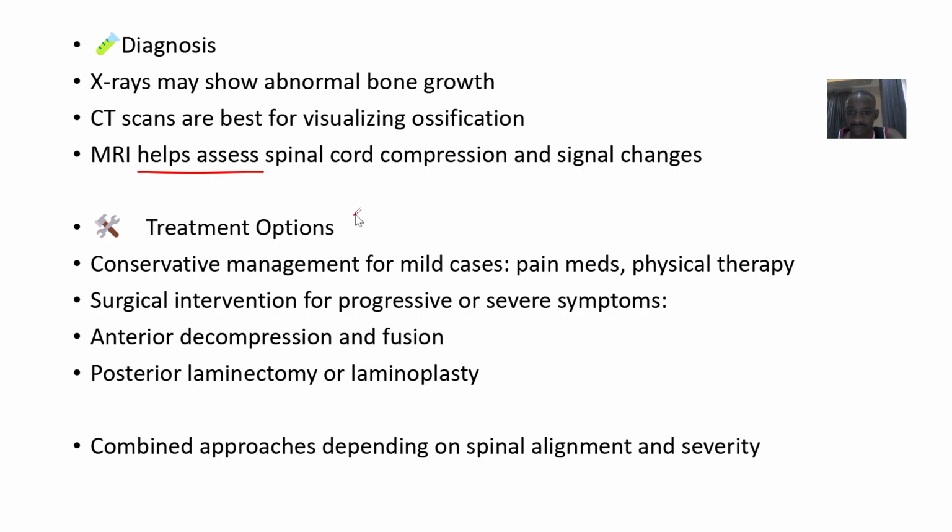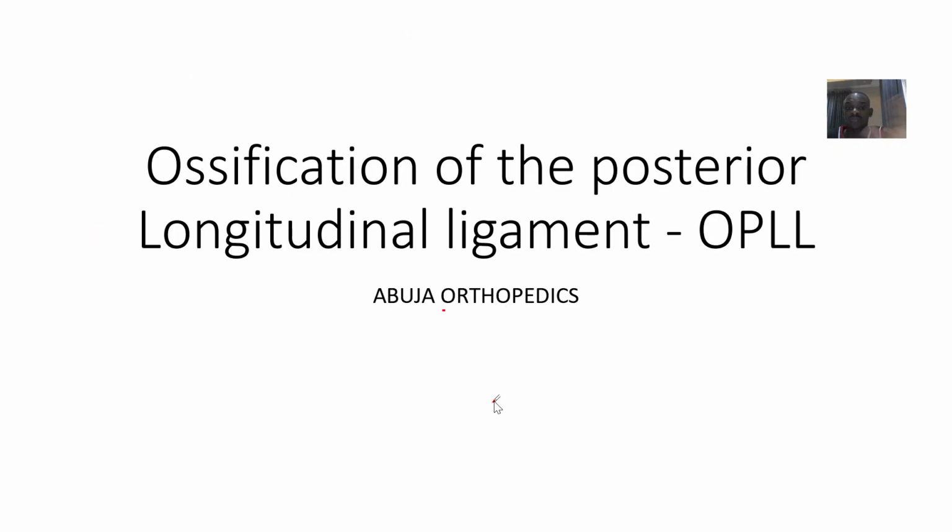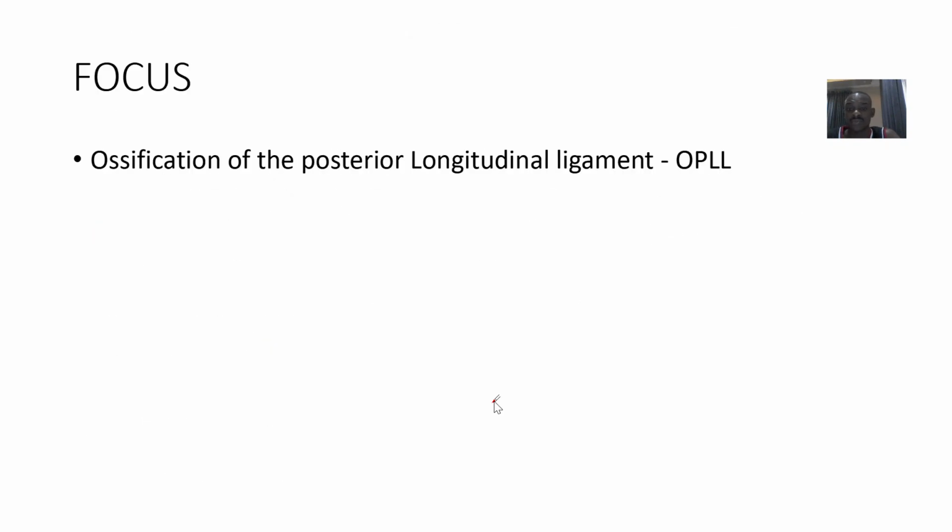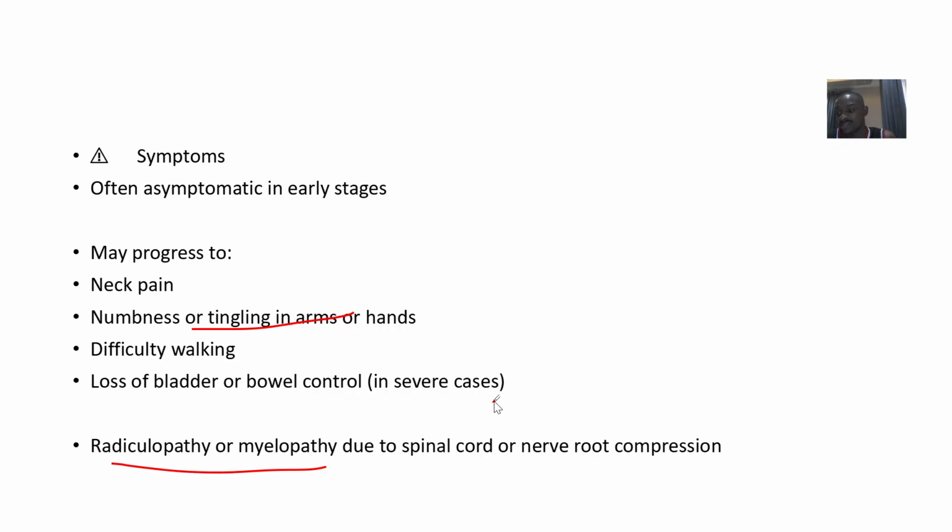Okay, treatment options are surgical interventions for progressive cases: anterior decompression and fusion, posterior laminectomy or laminoplasty. Okay, or a combined approach depending on the spinal alignment and also the severity of this condition. Right, so that's just what the ossification of the posterior longitudinal ligament simply entails.